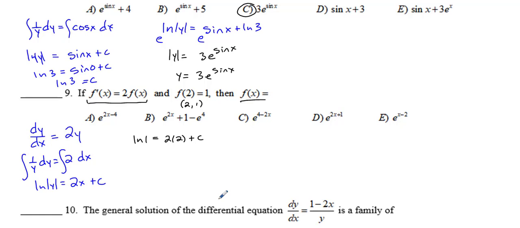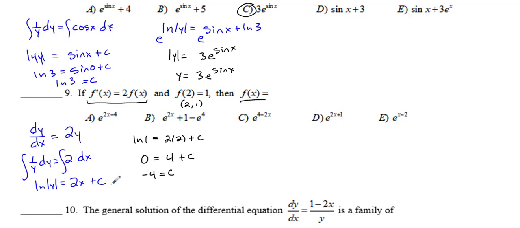What's natural log of 1? Should be quick. 1 or 0? E to what power is 1? 0. Subtract 4. C is negative 4. And then just move on from there.